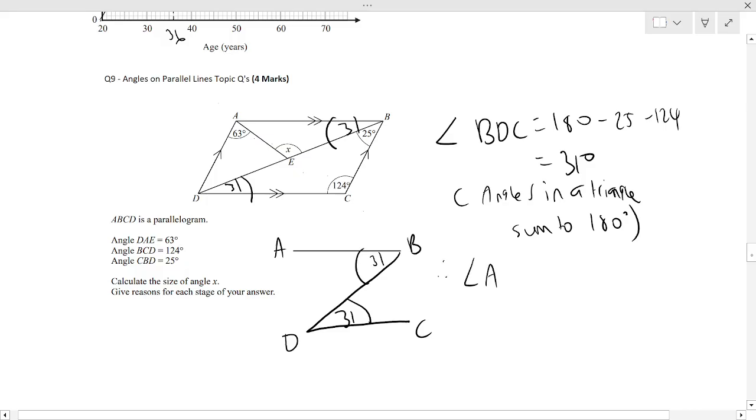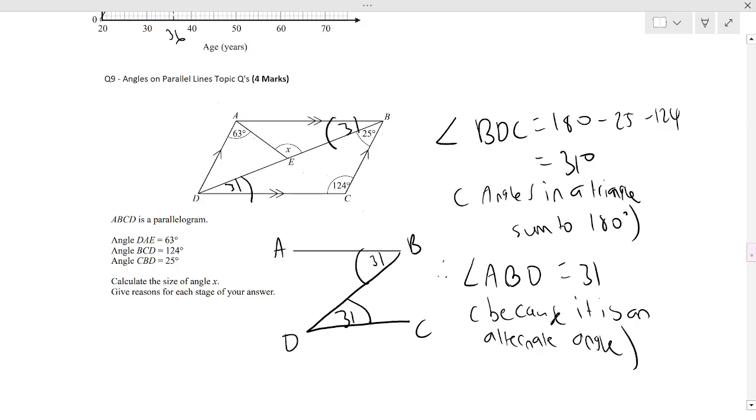Therefore, angle ABD, wouldn't it? That's also going to be 31 because it is an alternate angle. Okay. Oh, I can't spell angle. There we go. Okay, so that's the sort of thing, right? Over these sort of questions, you do need to just be able to visualize and break down the shapes you've got. And there'll be a few questions like this. But hopefully you can spot that, right? It's an alternate angle.